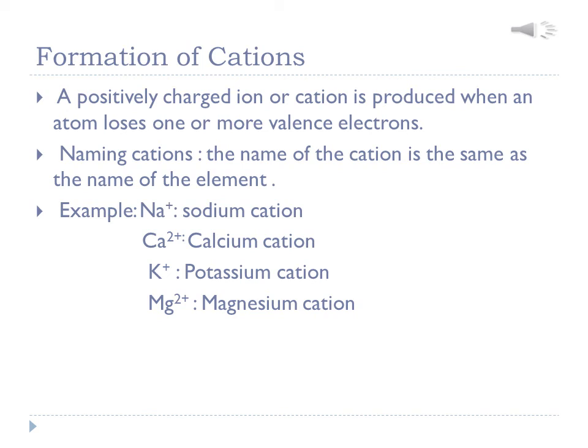Formation of cations. How is a cation formed? It is produced when an atom loses one or more valence electrons. Naming cations. The name of the cation is the same as the name of the element. Example, Na+ is formed when a sodium atom loses one electron. Its name is sodium cation. Ca2+ is formed when a calcium atom loses 2 electrons. Its name is calcium cation. K+, potassium cation, and magnesium cation for Mg2+.